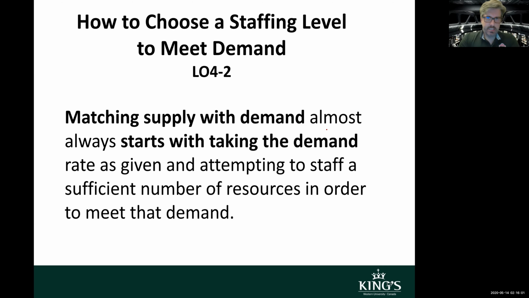So let's start thinking about, okay, that's how we measure efficiency. Now let's start to do some process improvement. So how to choose a staffing level, or how to choose the amount of resources that we need to match with our demand. So matching supply and demand almost always starts with taking the demand rate as given, and then you work your way backwards, attempting to staff or provide resources in order to meet that demand.